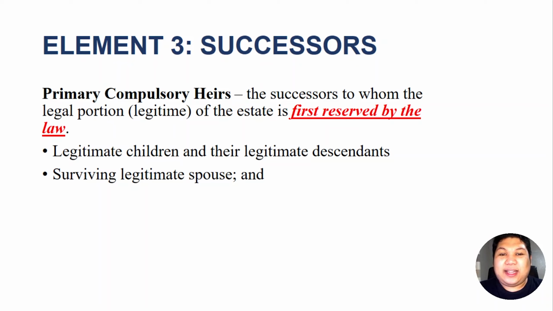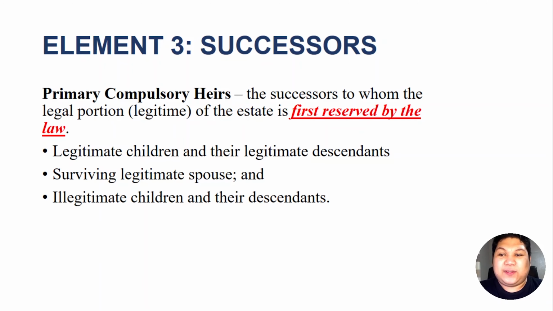And of course, the third primary compulsory heir is the illegitimate children and their descendants. When I say illegitimate children, these are the children who are born either before the actual marriage, the natural children, or those who are born outside marriage. So if the deceased person has children outside of the current marriage, then those children are illegitimate children. They can also, of course, inherit, but their inheritance is half lesser than each of the legitimate children.